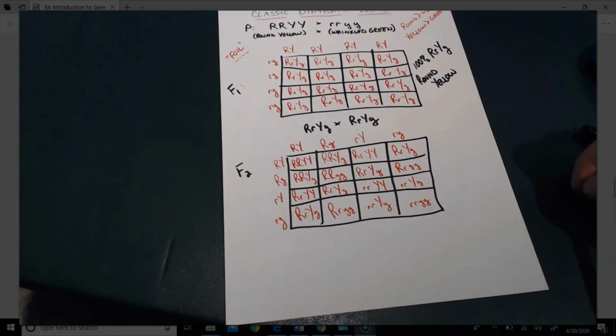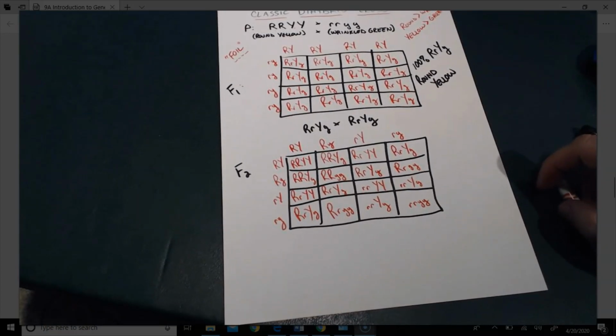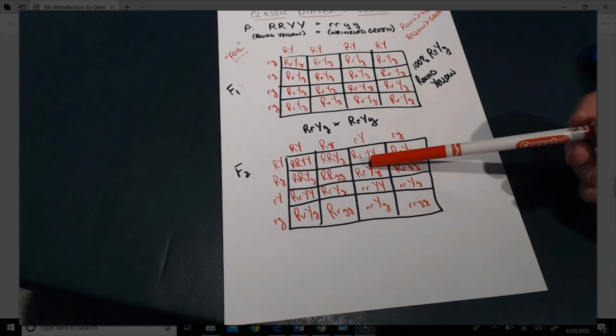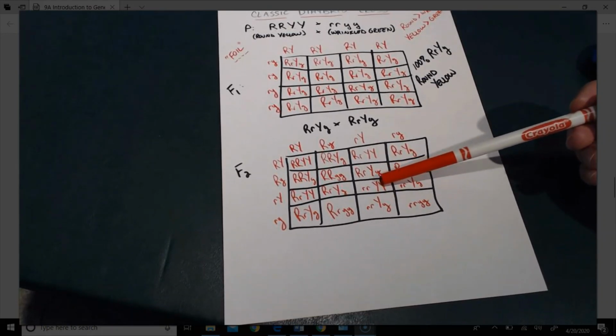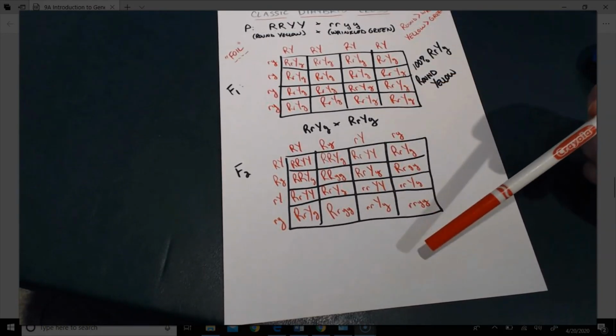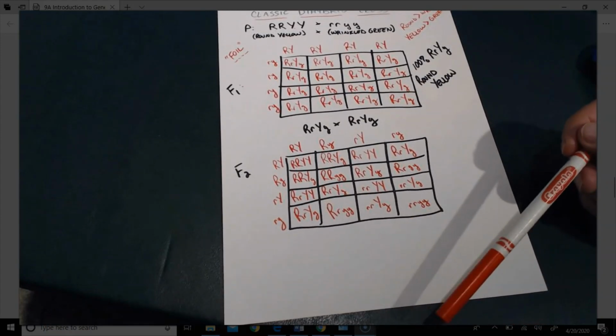So that's our F2. And Mendel thought he would get a 3-to-1 phenotypic ratio. He thought, yeah, I'm going to get about 75% of the plants are going to be round and yellow, and then 25% are going to be wrinkled green. Let's see what he actually got here.